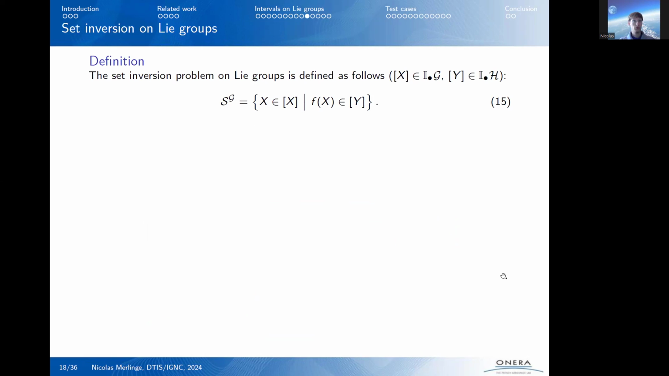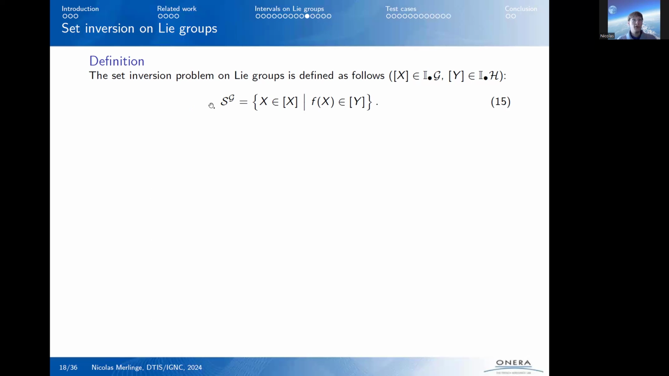So now, with these elements, we are ready to tackle the set inversion problem on Lie groups. So I want to retrieve all elements of an input Lie group box that satisfy the constraint that f of x belongs to an output Lie group box y. So both input and output are Lie group boxes.